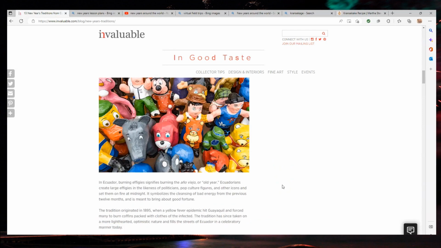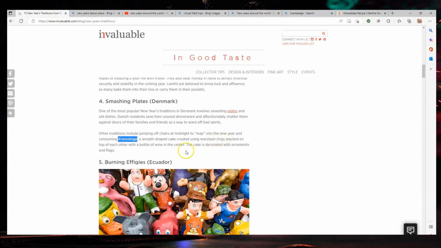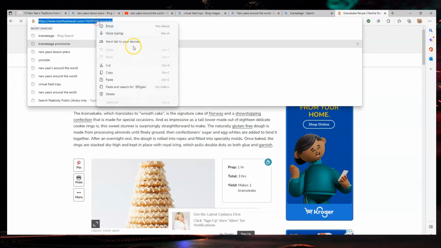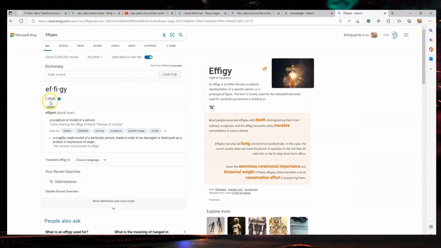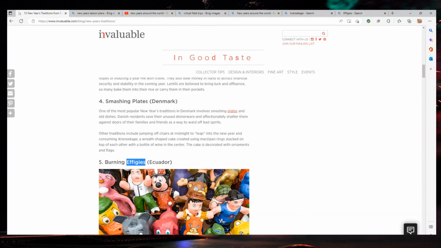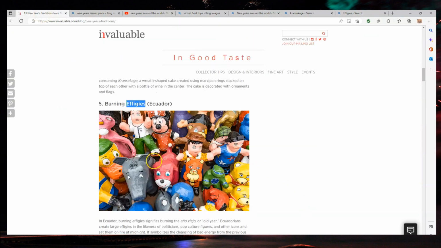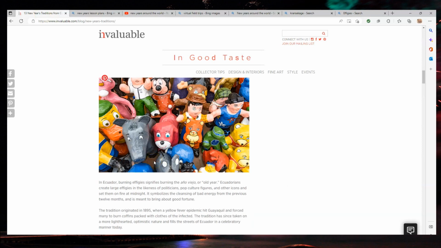Ecuador. Okay. Effigies? I have no idea. Let's do the same thing with these. Effigy, a sculpture or model of a person. In Ecuador, burning effigies signifies burning the old year.